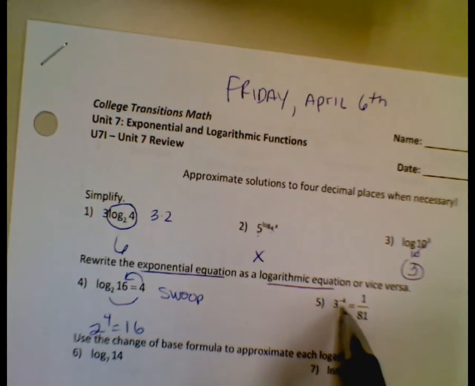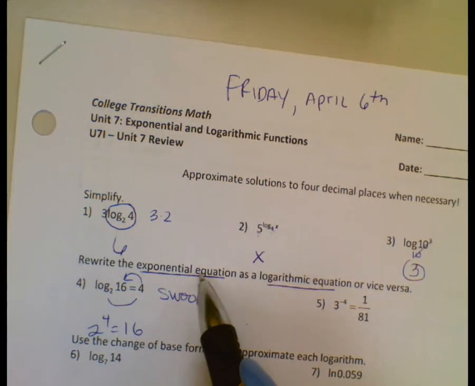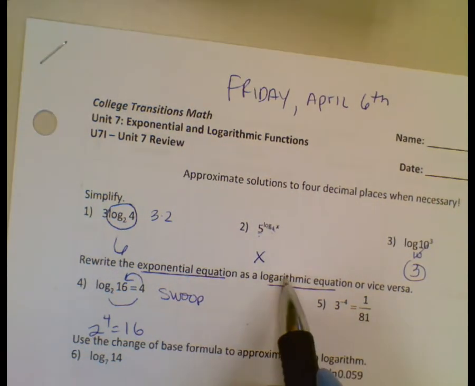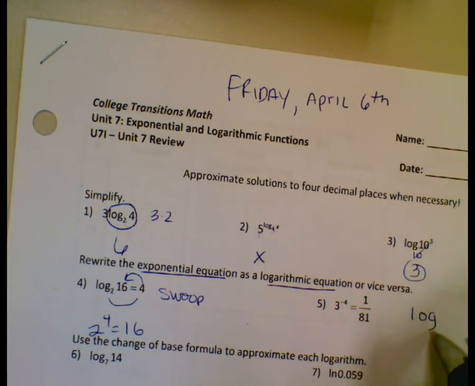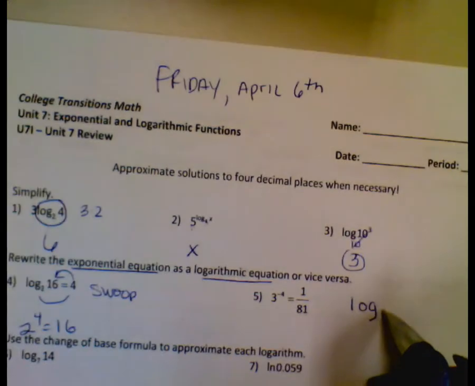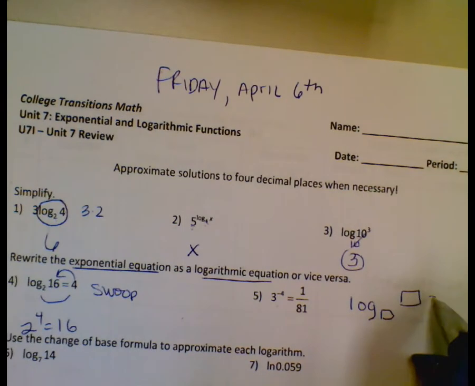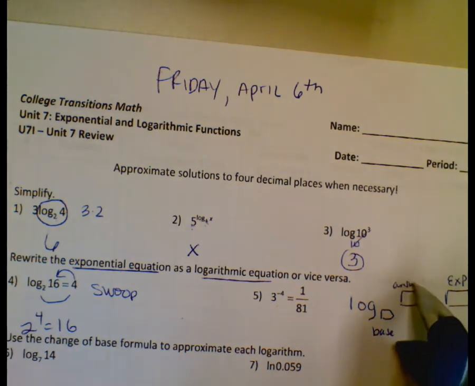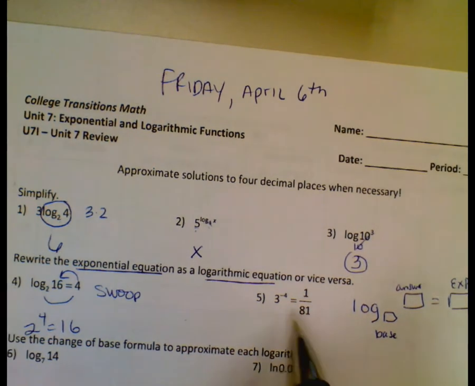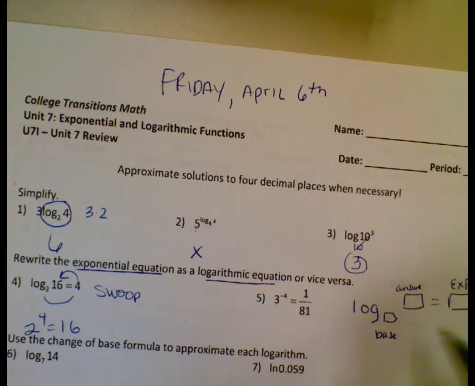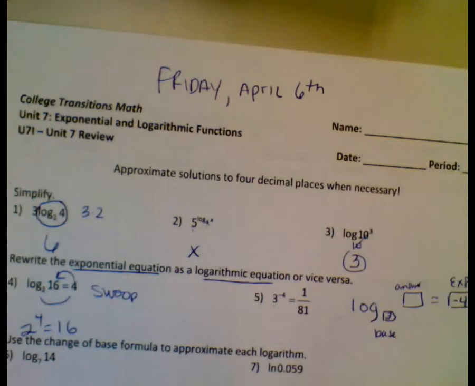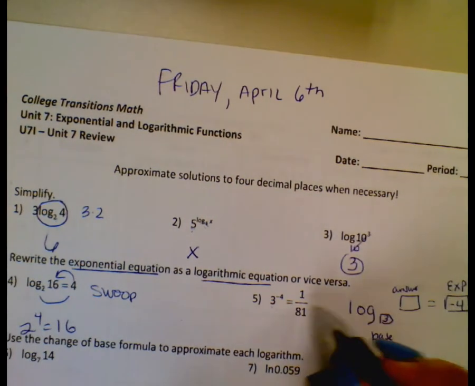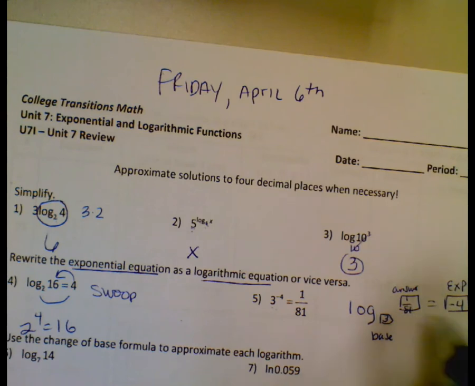This one is an exponential equation. Notice there's no log in it. So this one's exponential, and we're going to write it as a log. So when you do the logs, be careful. There's basically 3 boxes that you need in a log. The exponent goes over here, and the base goes here. What it's equal to goes here. So in this problem, the base is 3. That goes here. The exponent is negative 4. That goes over here. And what it's equal to, 1 over 81, goes right here.